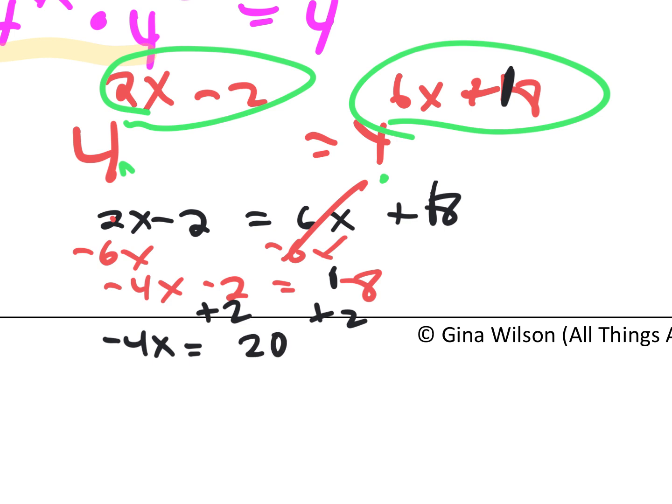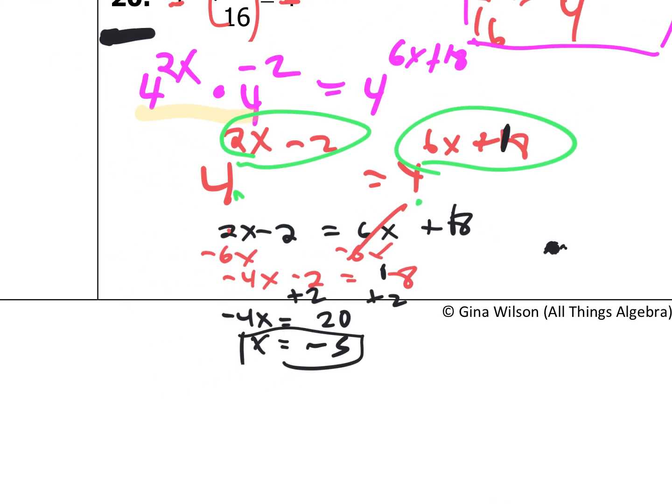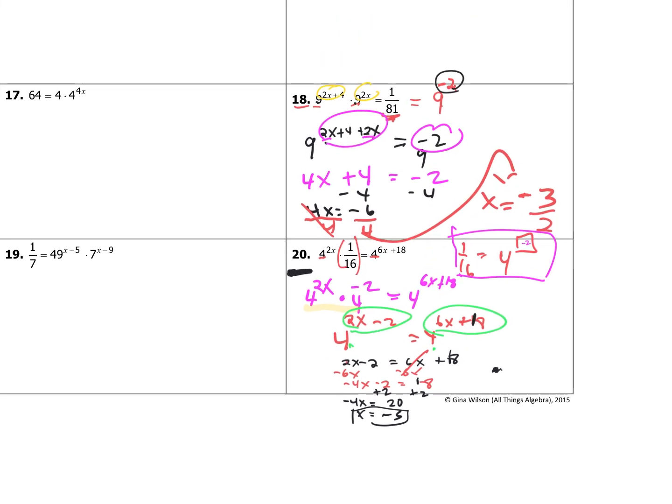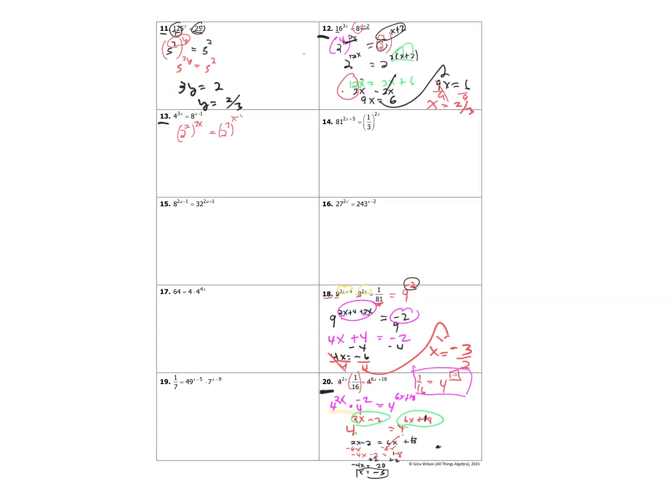Divide both sides by -4. X is, drum roll, not 5. -5. Da, da, da. So we did the hardest problem on the page with very little effort. I think we did 1, 2, 3, 4.